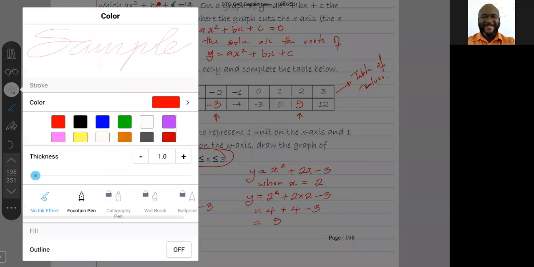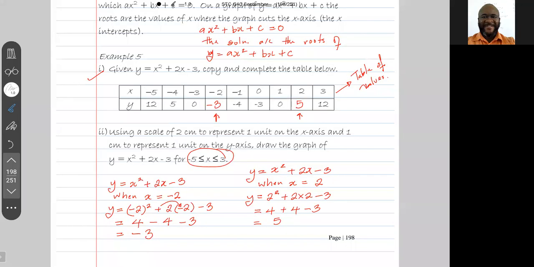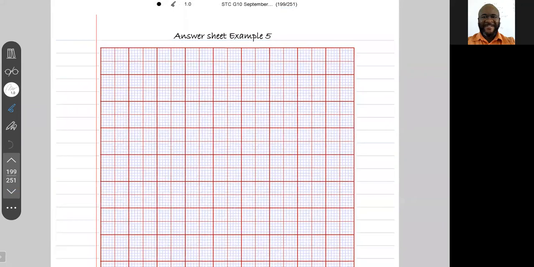Guys, if you're going to draw a graph, the first thing we're going to do is prepare our graph sheet. All right. So the first thing we need to do is draw our vertical axis. I have 1, 2, 3, 4, 5, 6, 7, 8, 9, 10, 11, 12, 13, 14, 15, 16, 17, 18. So I have 18 centimeters going across.